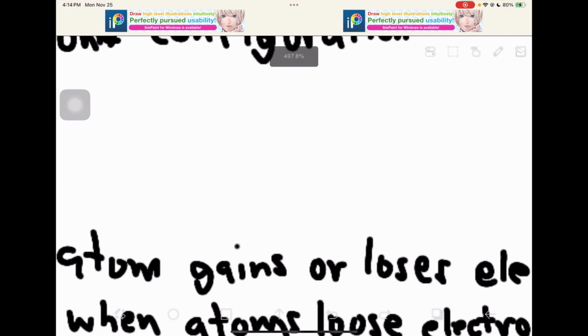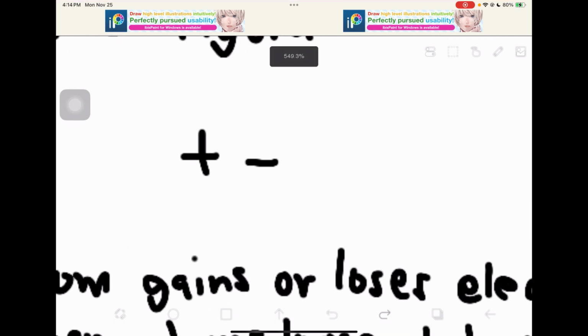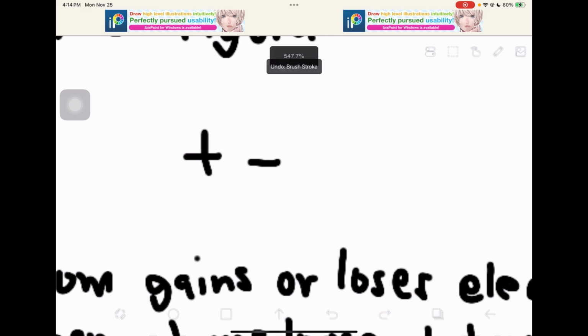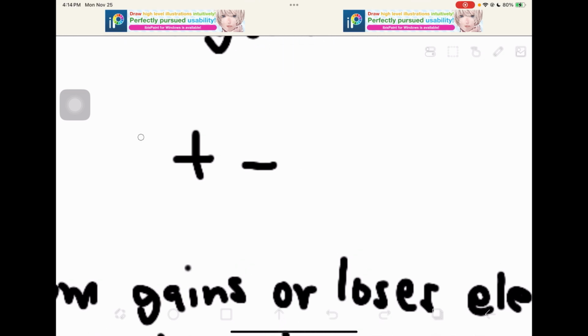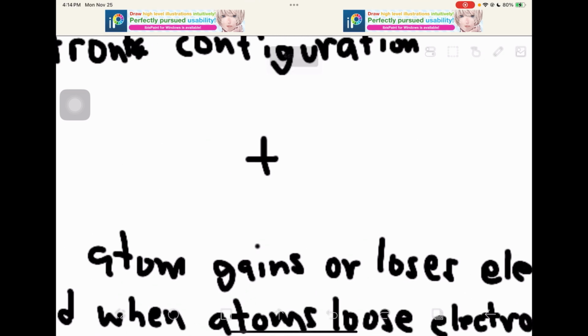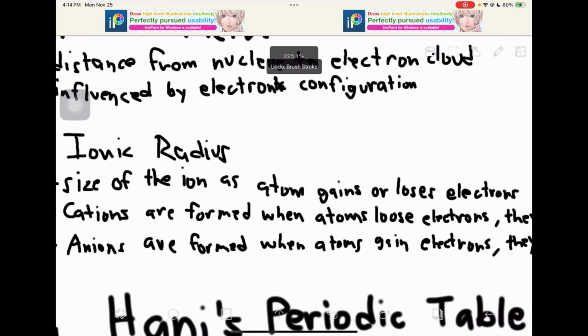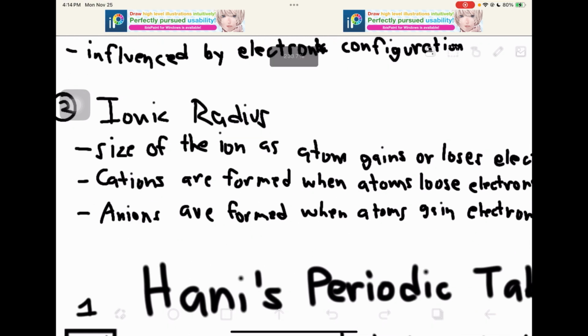So let's say you have a neutral atom, but this is now going to be a negative atom, or this negative ion, and this would be a positive ion. That's just an example. There are two types. There's cations.